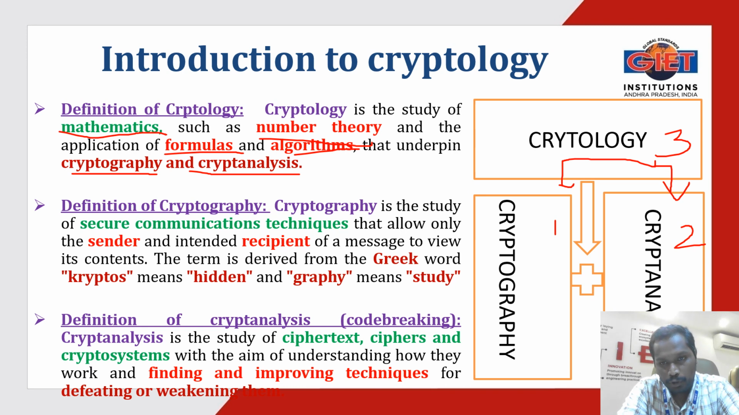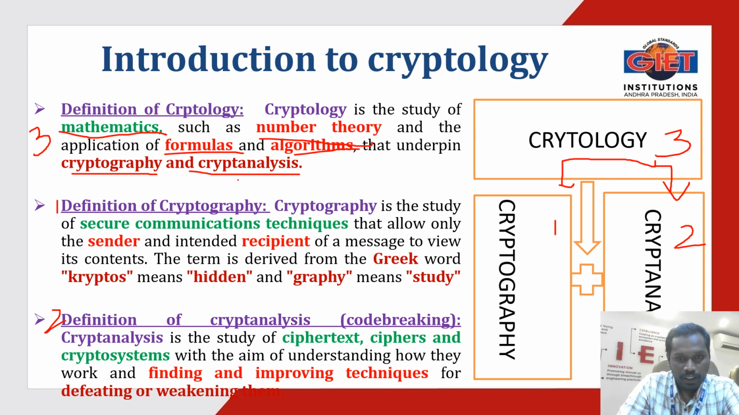So it is a study of both cryptography and cryptanalysis, considering the mathematical terminology, mostly number theory, formulas, and algorithms. And coming to the subpart of cryptology, that is cryptography, right? This is what we call 1, and this is 2, the cryptanalysis, and then finally this is 3, which is cryptology, a combination of 1 and 2, cryptography and cryptanalysis.